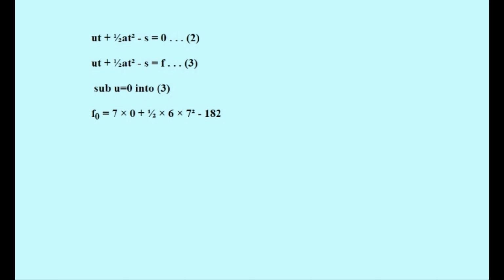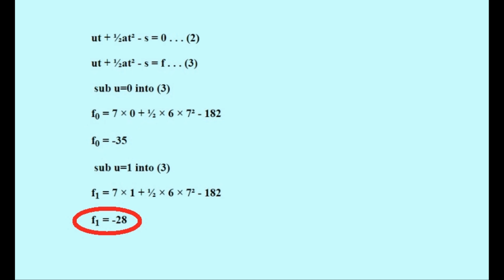The next step is to substitute all the known values into this equation, and substitute u is equal to 0 for the unknown variable we're trying to find. And so we find the value of f corresponding to u is equal to 0, which we'll call f subscript 0. Similarly, we substitute all the known variables into this equation as well, but this time setting u is equal to 1. So this value of f corresponds to u is equal to 1. We'll call this value of f subscript 1.